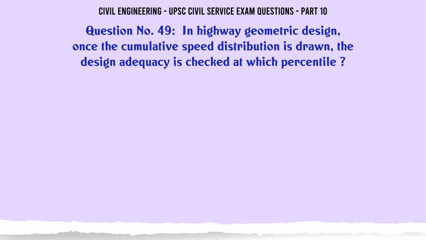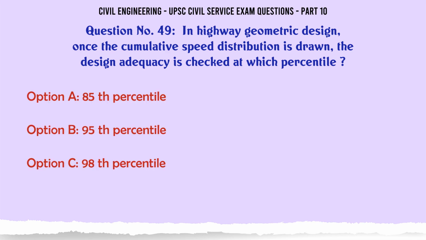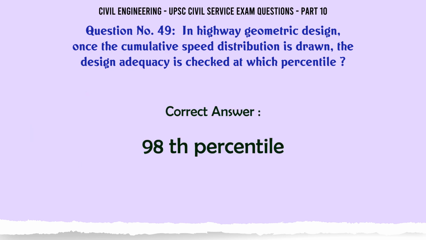In highway geometric design, once the cumulative speed distribution is drawn, the design adequacy is checked at which percentile? A. 85th percentile. B. 95th percentile. C. 98th percentile. D. 99th percentile. The correct answer is 98th percentile.